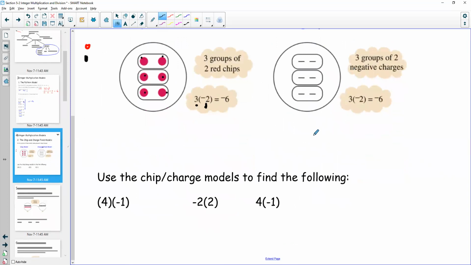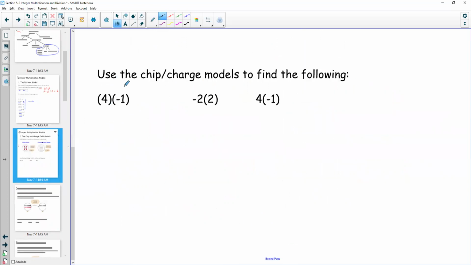So how do we do that with what we're doing down here? Let's try these examples at the bottom. So I have 4 times -1. Well, that's really just 4 sets of -1 chips, right? 1, 2, 3, 4. That gets me a total of -4.